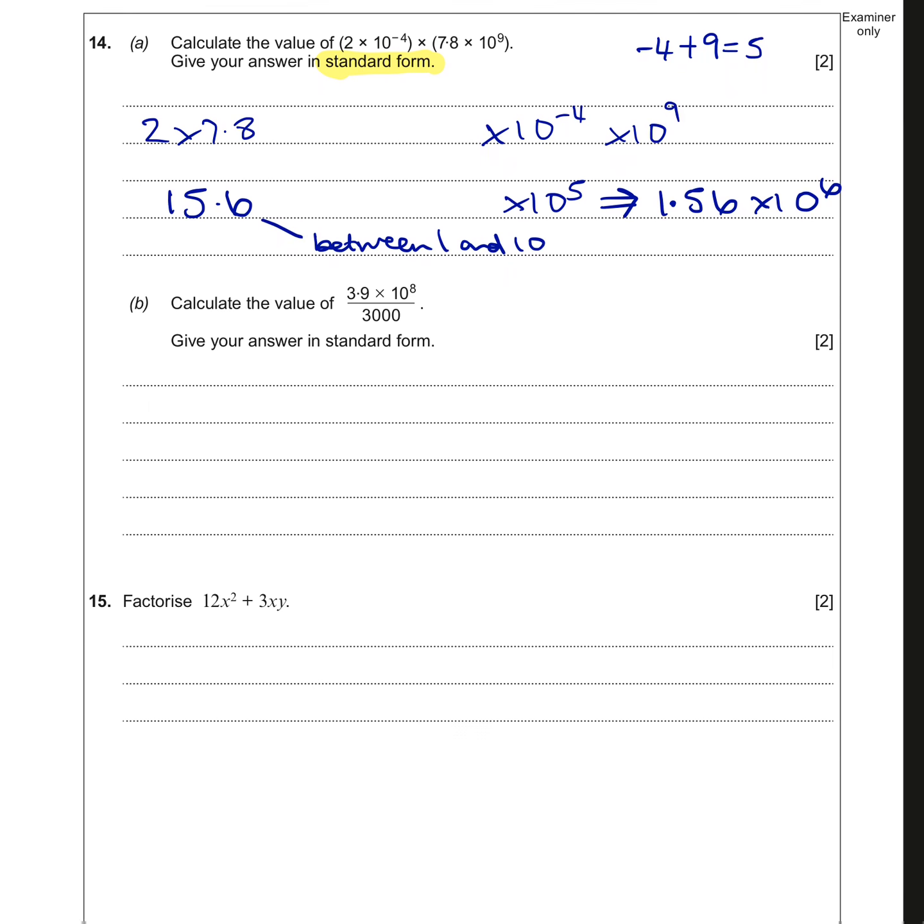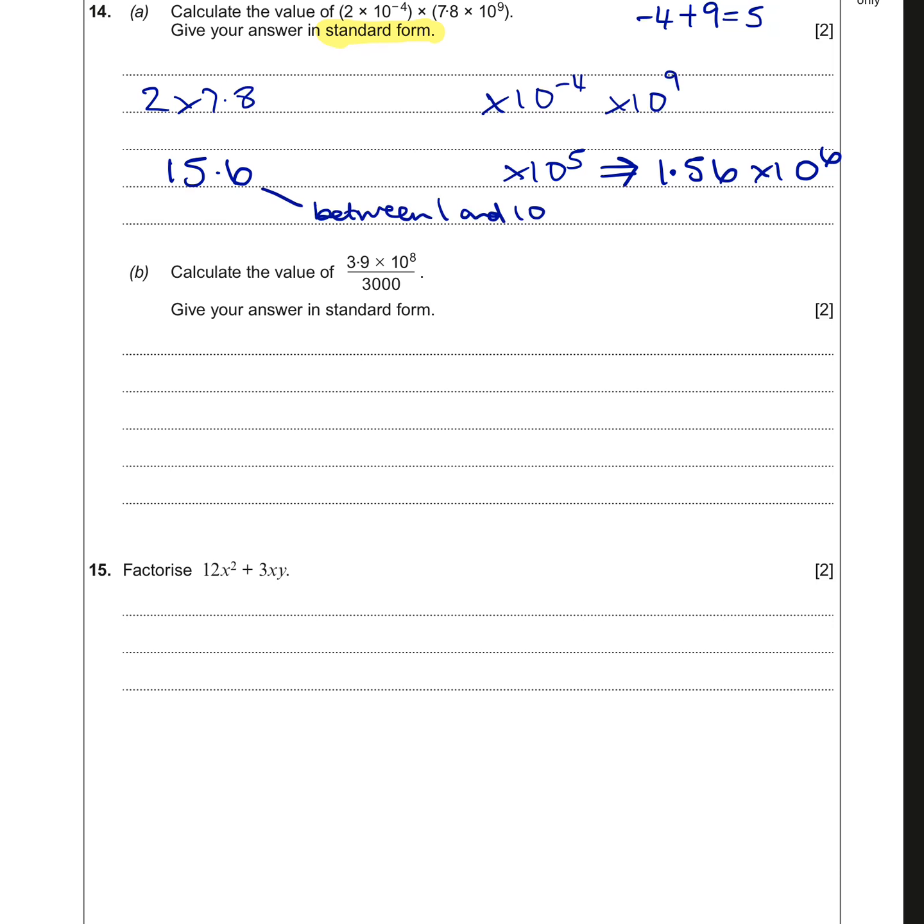Part B, I've got a mixture. This needs to be changed to standard form before I can do anything, and will need to be 3 times 10 to the power of 3. But like before, I can separate and have the actual number section here doing the division and the power of 10 section here doing the division. This time 3 goes into 3.9 1.3 times.